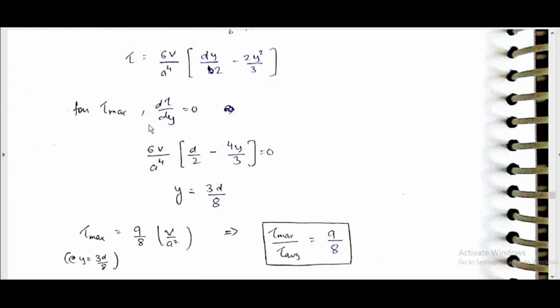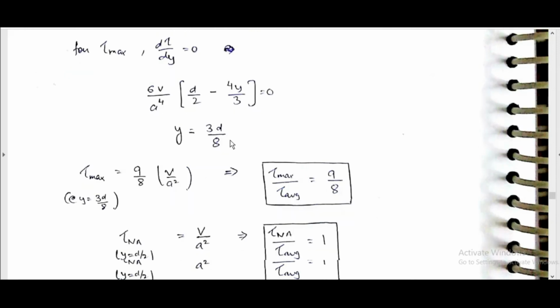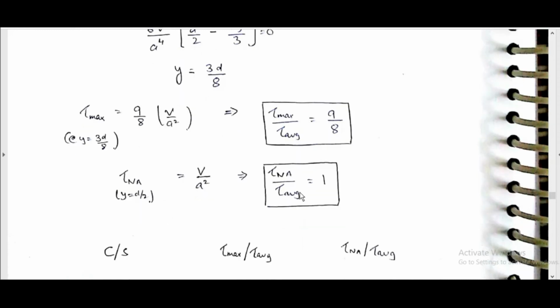For tau max, d tau by dy is equal to 0. So 6V by a power 4 into (d by 2 minus 4y by 3) is equal to 0, giving y equal to 3d by 8. Tau max is equal to 9 by 8 into V by a square, so tau max by tau average is equal to 9 by 8. Tau N A, at y equal to d by 2, is V by a square, so tau N A by tau average is equal to 1.